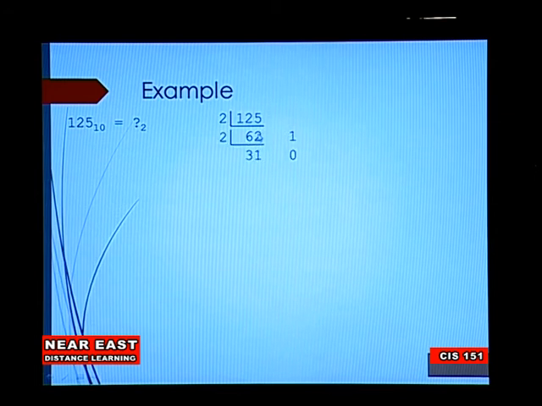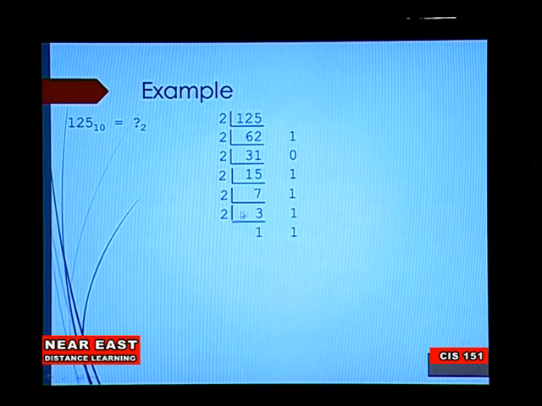Again, we divide 62 by base 2. It shows us 31. We don't have a remainder, but we still write it. So you have to write the remainder. Again, we divide 31 by base 2, which is 15, and we write the remainder, which is 1. Again, we divide 15 by base 2, which is 7, and the remainder will be 1. Again, we divide 7 by the base 2, which is 3, and the remainder is 1.